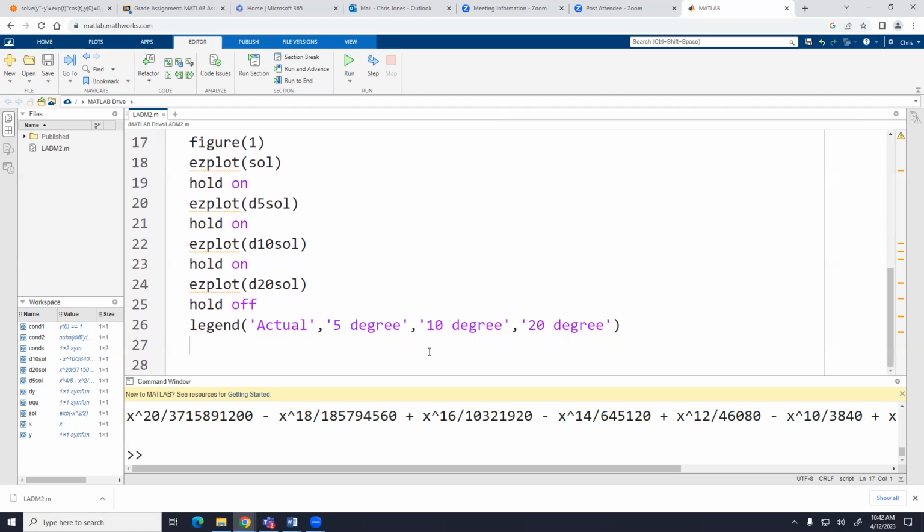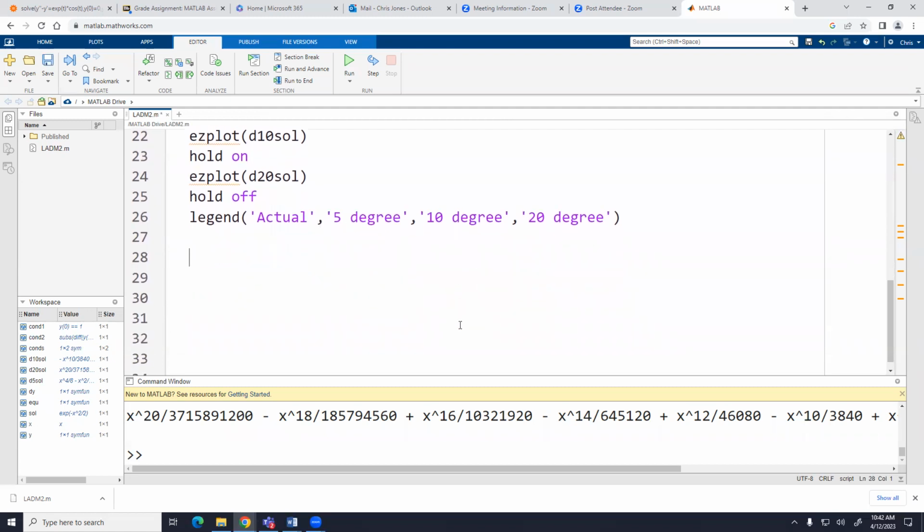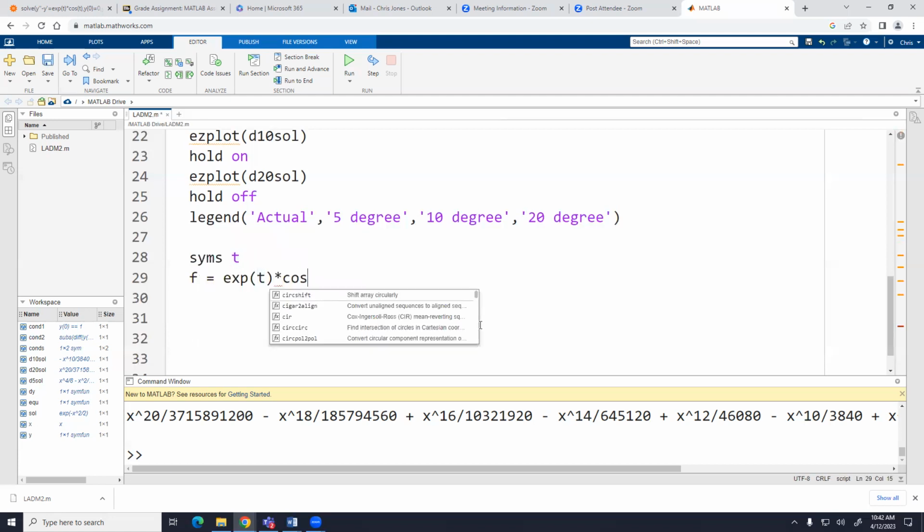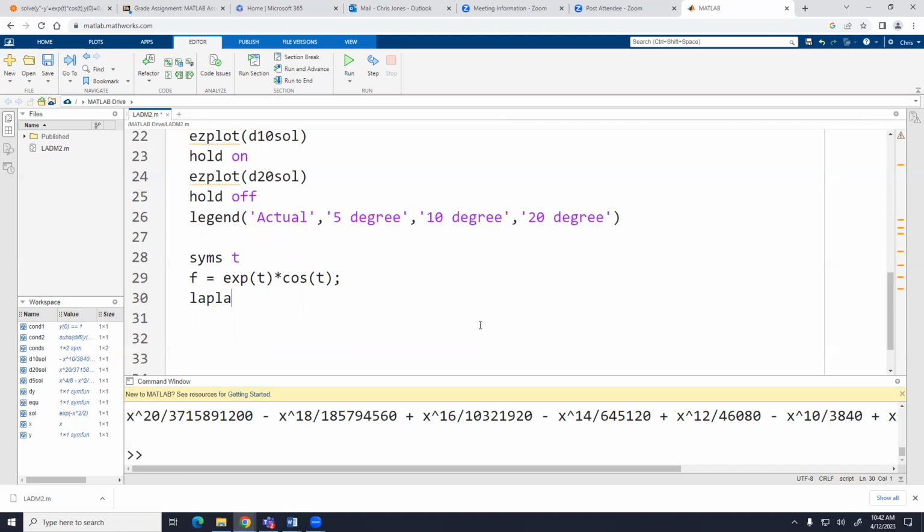I'm going to define a new symbolic variable, okay, and I'm going to define syms of t. I'm going to define my function f to be this animal right here, so exp(t) times cos of t. And then I'm going to use the function laplace, parenthesis f comma s. Okay, let me explain what that does. That's going to take the Laplace of the function f and the transformed variable is going to be s.